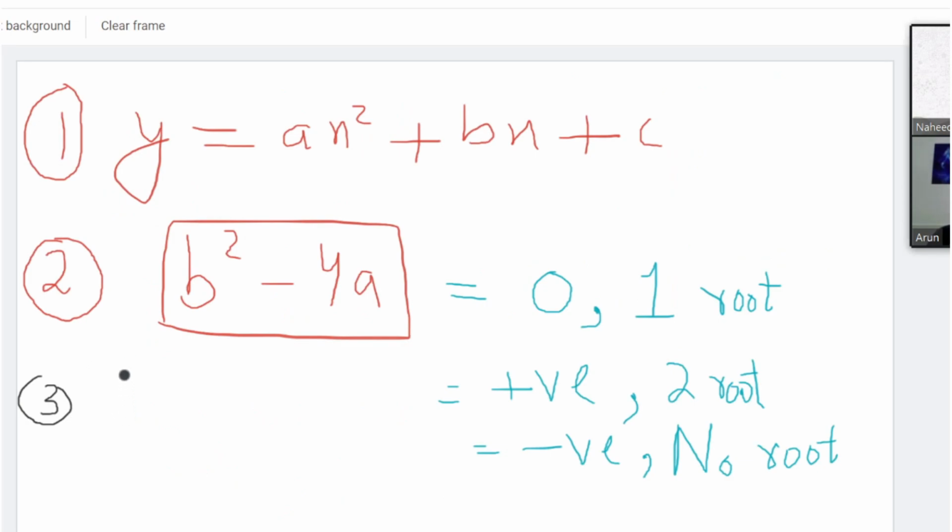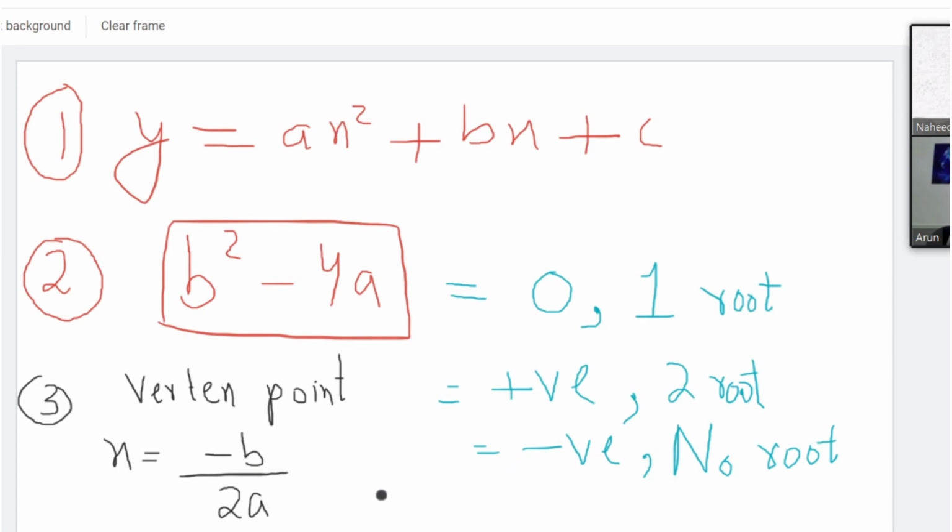The vertex point formula: for the x point, you have a formula that says minus b over 2a. This will give you the x vertex point, and whatever value you get here, just substitute in the equation. You will get the y point. That will be your vertex point, x comma y. And once you get the vertex point, just take 2 points on LHS, 2 points on RHS, and you'll get your curve. Should we start with a proper equation?